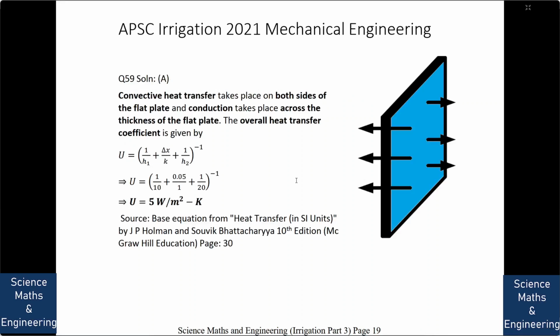So the answer is A. Now the convective heat transfer takes place on both sides of the flat plate and conduction takes place across the thickness of the flat plate. So the overall heat transfer coefficient is given by U equal to 1 upon (1/h1 + delta x/k + 1/h2). If we calculate, we get that U is equal to 5 watt per meter square Kelvin.